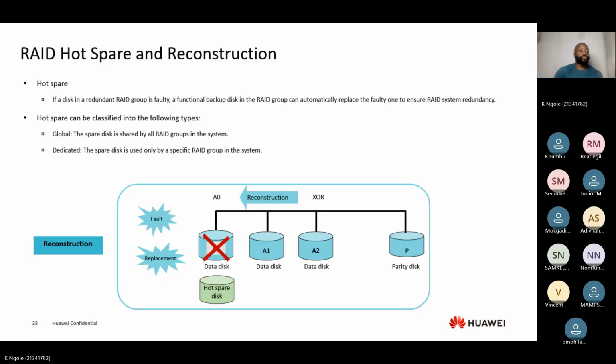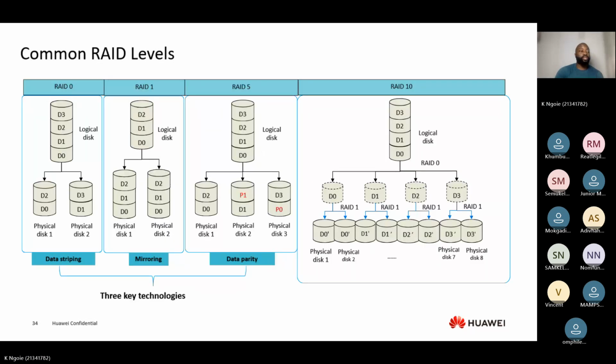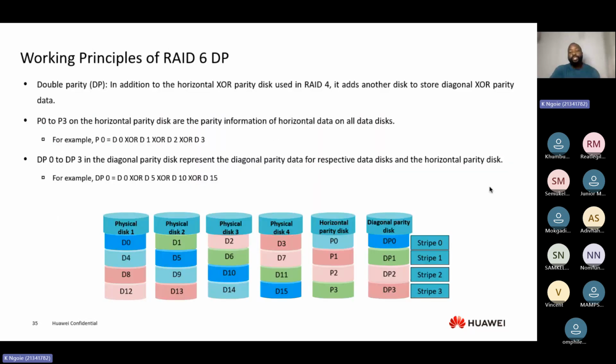All right, guys. So some working principles of RAID 6. When we talk about RAID 6 DP, what we mean by that is RAID 6 double parity. So these are just the working principles here. The double parity is basically in addition to the horizontal XOR parity used in RAID 4.